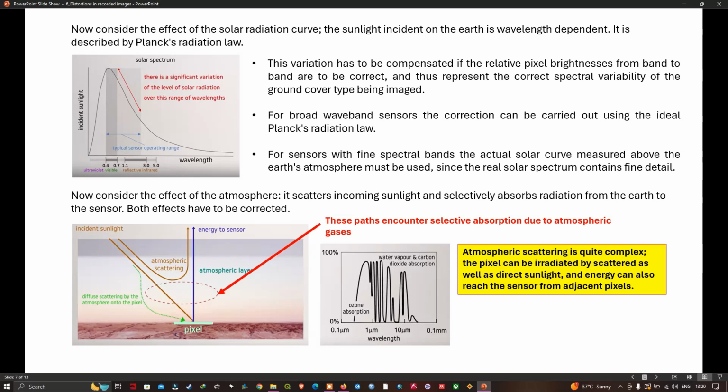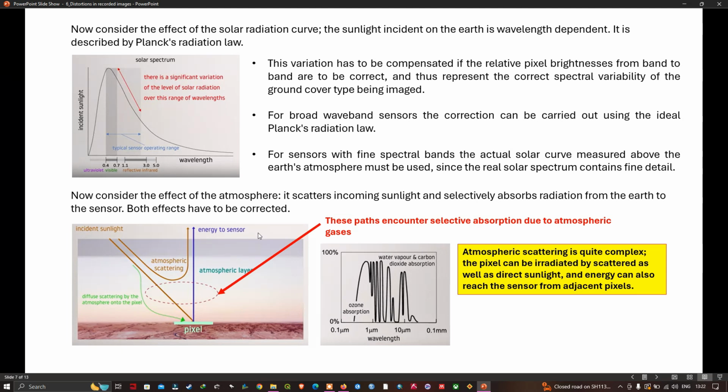And now let us look at the effects of the atmosphere on the brightness of an image. The atmosphere absorbs the radiation on its path from the sun to the pixel and from the pixel to the sensor. You can see from here the incident sunlight, which gets reflected from the Earth's surface to the sensor.